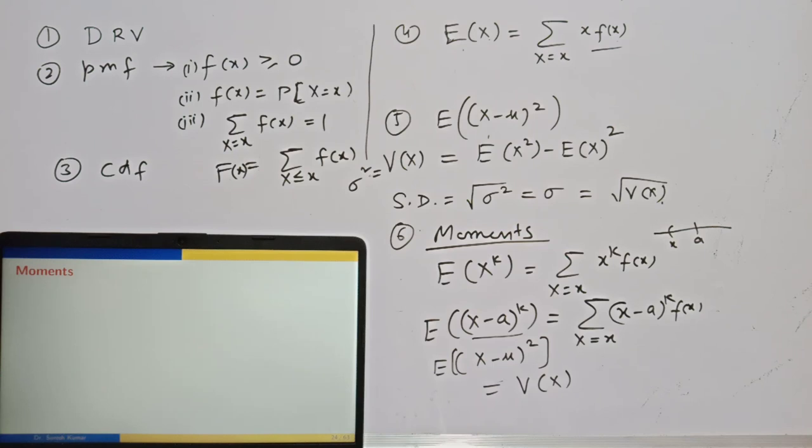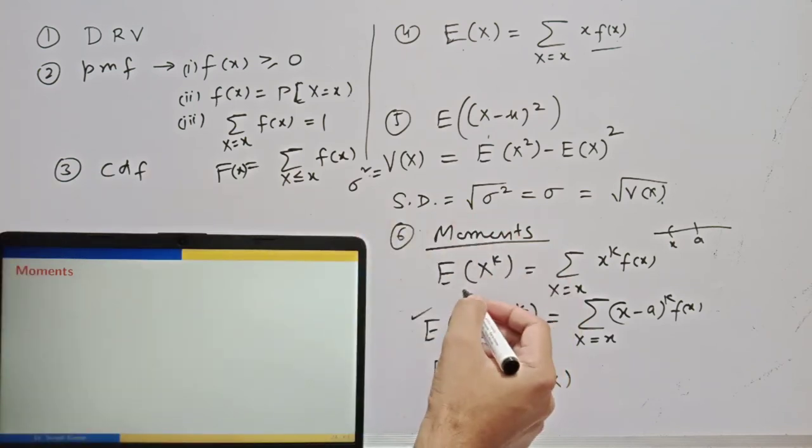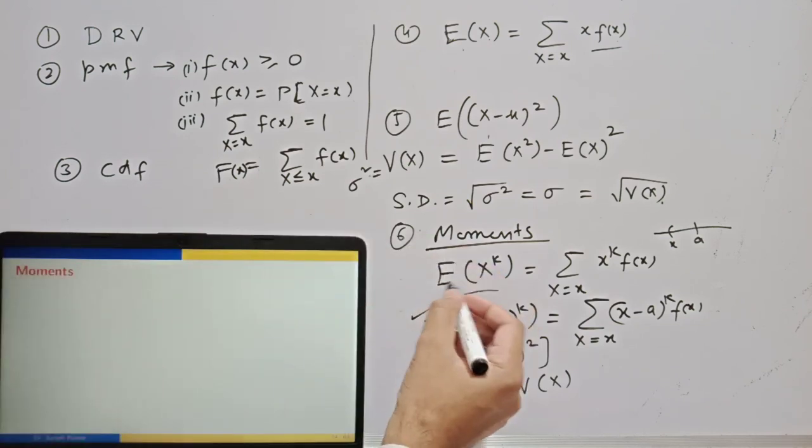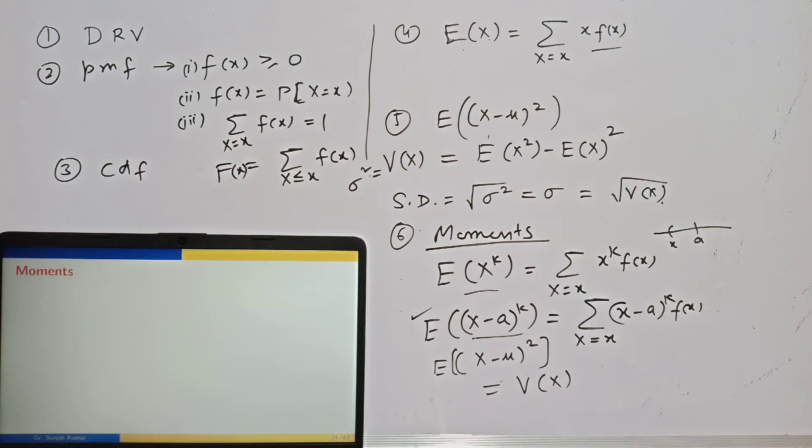So the kth moment of the random variable x about the point a is defined using this formula, or you can say it is the expectation of (x minus a) to the power k, which can be calculated using this summation formula. What is this? This is the kth moment about the point zero, or you can also call it the ordinary moment. This is the ordinary moment. This is the moment about any point.